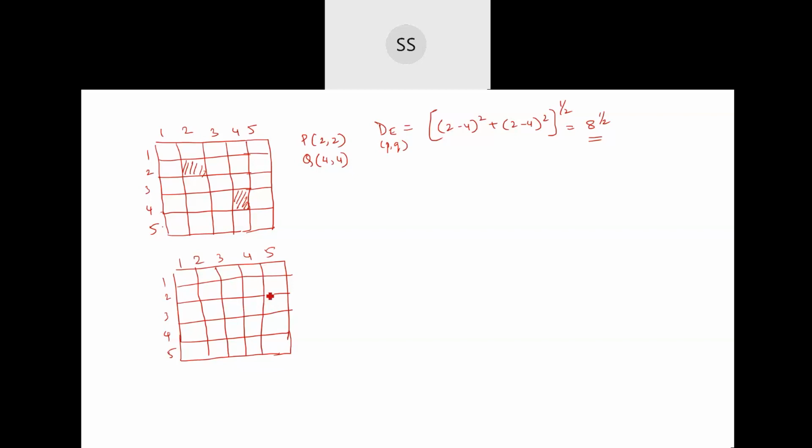Now, to know about this, I'm going to take a small example. Imagine I have a pixel here.